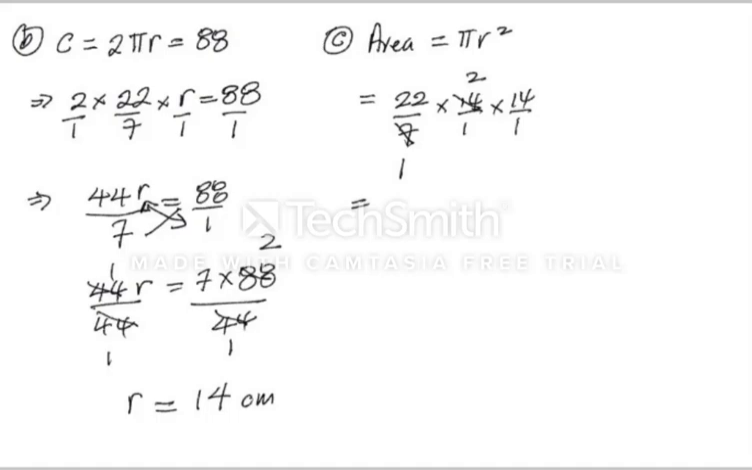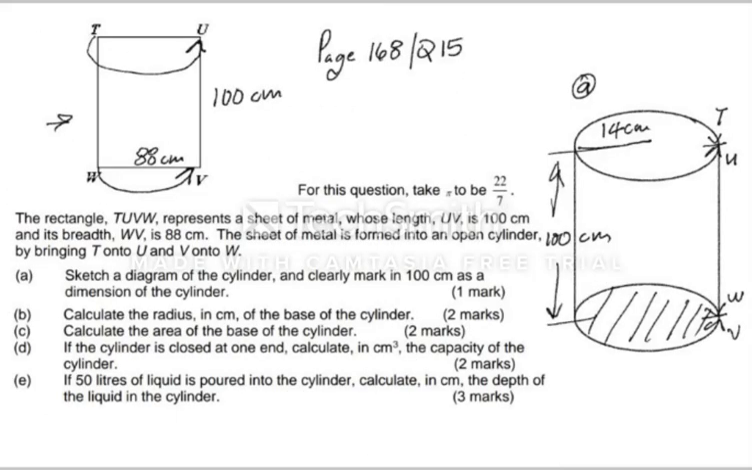All right, so let's set it again. It's 22 times 2 times 14. And what do we get? The area is 616, and this is centimeters squared. All right, so that takes care of C. Let's see what they're asking for D.